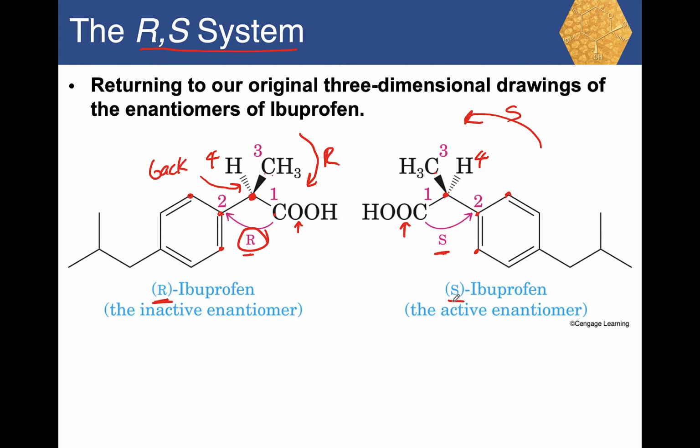Different molecules, different isomers, relationship enantiomers. The body can detect this difference, and as you can see here, this molecule, R ibuprofen, is inactive. So if you had a headache and you ingested R ibuprofen, you would not be relieved of the headache. However, if you ingested the S ibuprofen, this one, that would be active and relieve you of the headache.